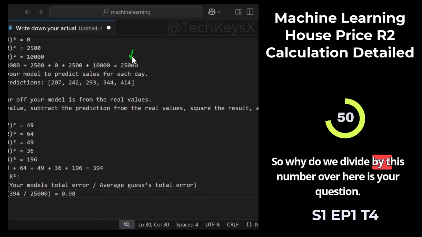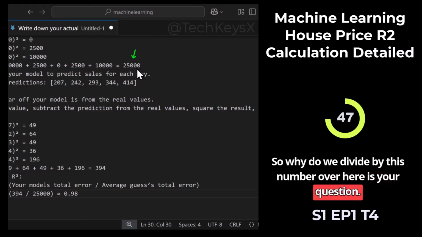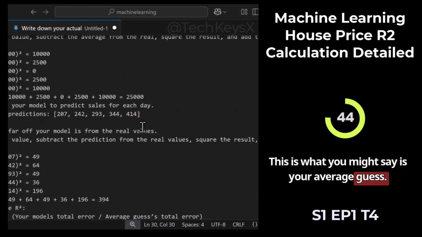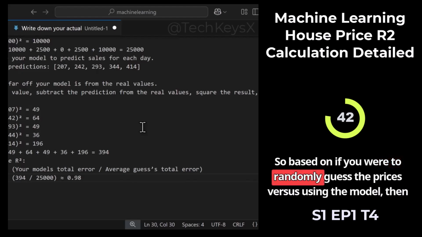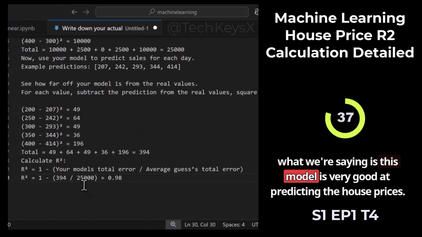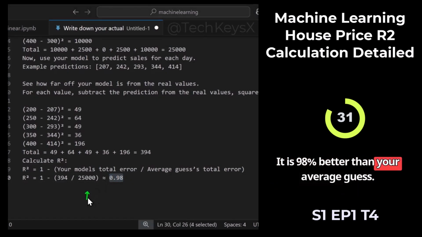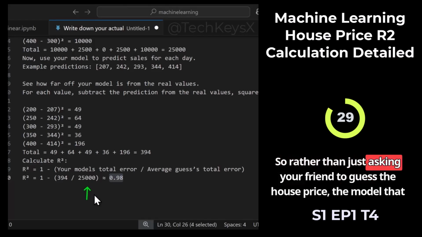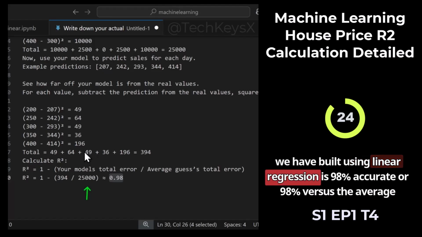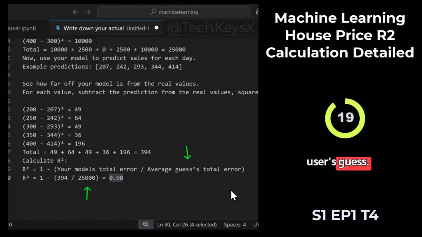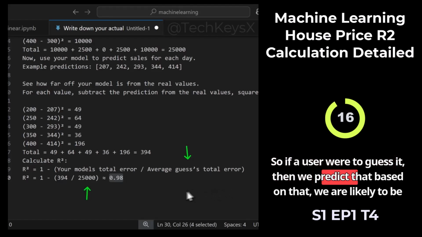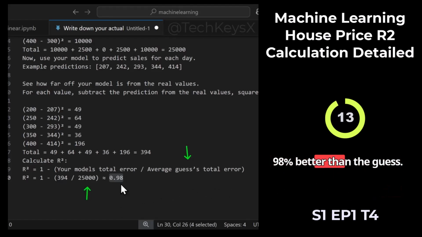So why do we divide by this number over here is your question. This is what you might say is your average guess. If you were to randomly guess the prices versus using the model, then what we're saying is this model is very good at predicting the house prices. It is 98% better than your average guess. So rather than just asking your friend to guess the house price, the model that we have built using linear regression is 98% accurate, or 98% better versus the average user's guess. If a user were to guess it, then we predict that we are likely to be 98% better than the guess.